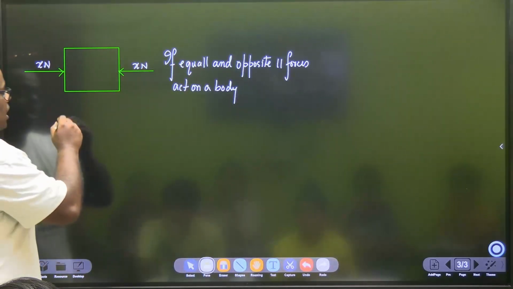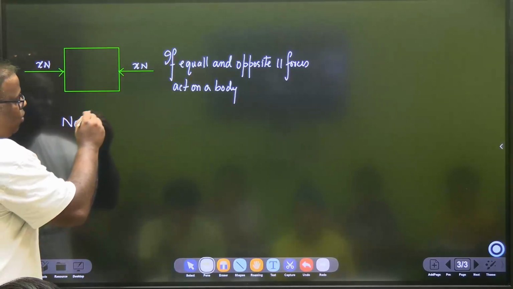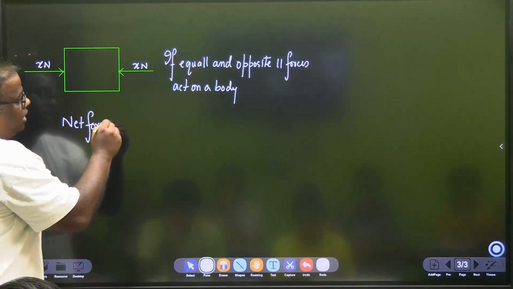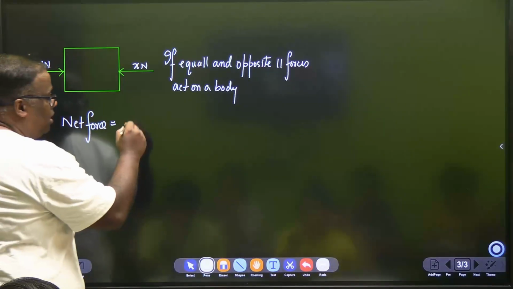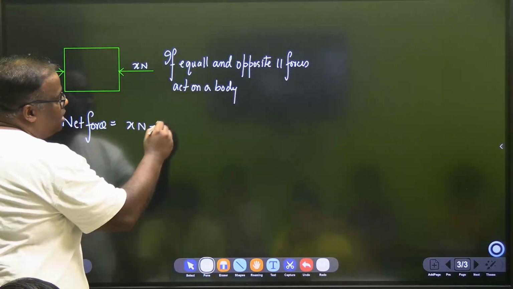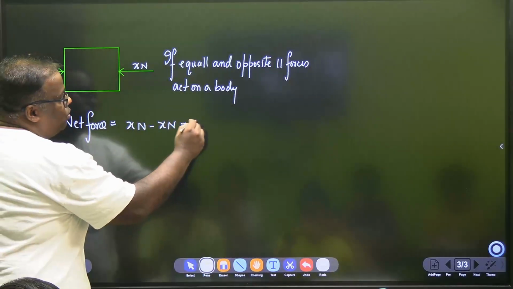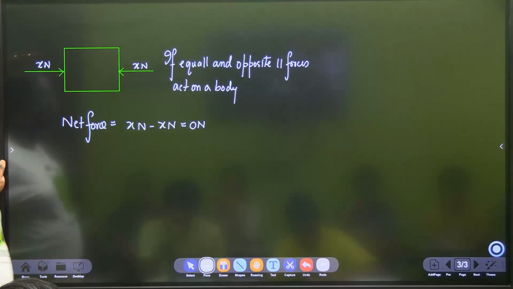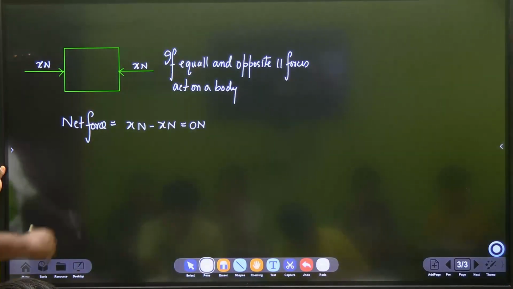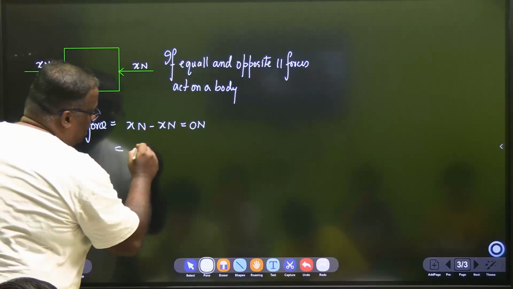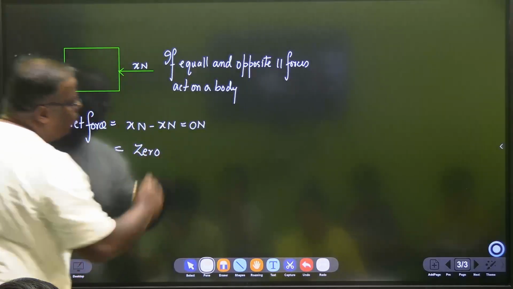Then net force. Now I said, how do you calculate the net force? It is the difference of the larger minus the smaller. Is there a larger or smaller here? No. So we take x Newton minus x Newton, 0 Newton. That means a big finding: if equal and opposite parallel forces act on a body, then the net force on the body is 0.